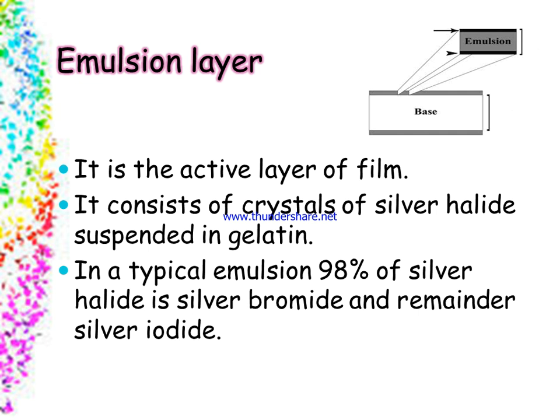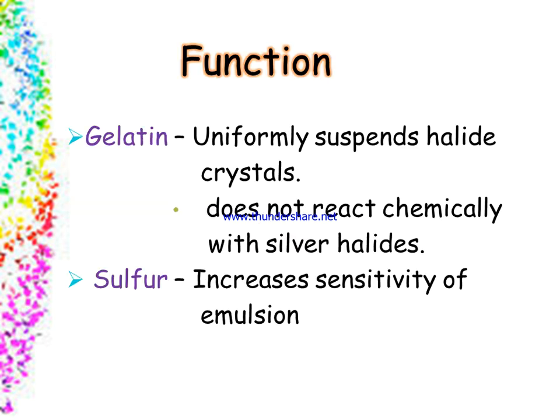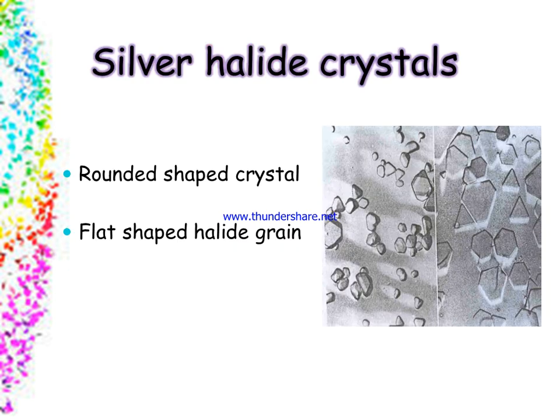Another layer is called the emulsion layer, and it is the active layer of the film. It consists of crystals of silver halide suspended in gelatin. In a typical emulsion, 98% of the silver halide is silver bromide and the remainder is silver iodide. Functions of the emulsion layer: gelatin uniformly suspends the halide crystals and does not react chemically with silver halide, and sulfur increases the sensitivity of the emulsion.